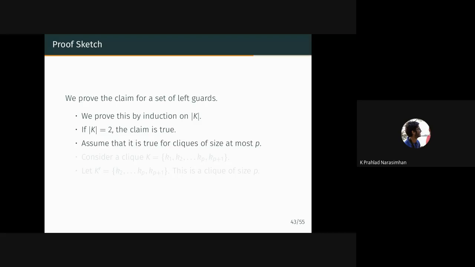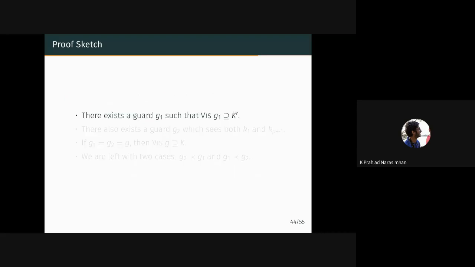Assume that this is true for sizes at most P, and consider a clique of size P plus 1. And this order is as they appear on the terrain. Now consider K dash, which is K2 to Kp plus 1. This is clearly a clique of size P. Therefore, by induction hypothesis, there exists a guard G1 which sees all of K dash. And there also exists a guard G2 which sees K1 and Kp plus 1, because there exists an edge between K1 and Kp plus 1 in GT, because we took K to be a clique.